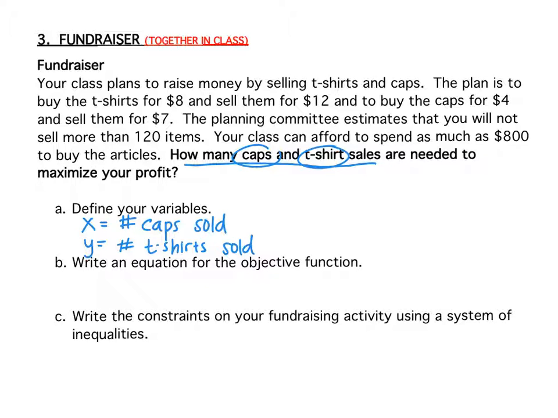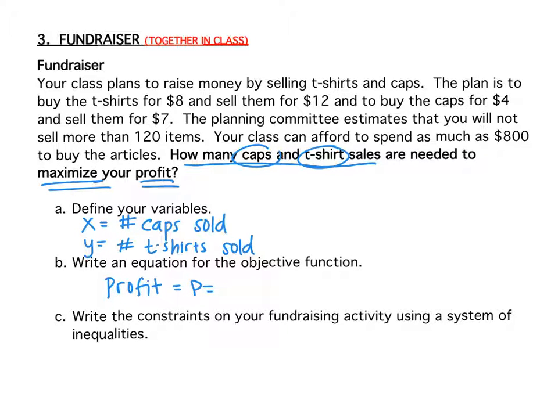Next, we are going to write our objective function. If we are the person who is running this fundraiser, what is our goal? To make money, right? To make a profit. So your objective is going to be your profit. So normally we use a P. And you can see that in the problem. It says you're maximizing your profit.